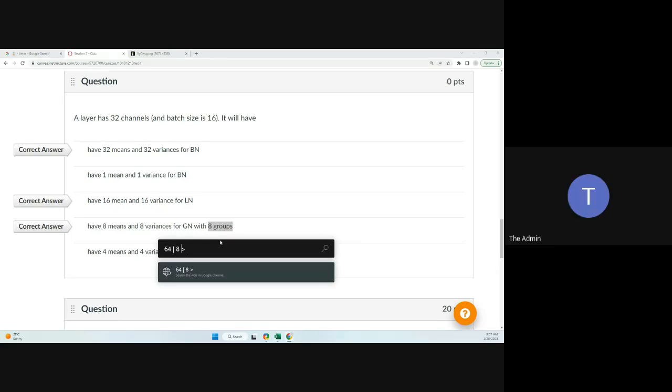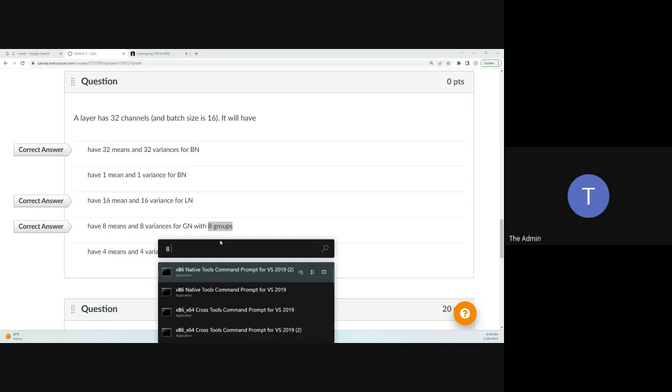But this and this have no effect on the means and variances, right? It's the number of groups. So don't get confused. But the batch size is also coming into the picture. Batch size is the spread across it. You have one variance for one group across a batch.